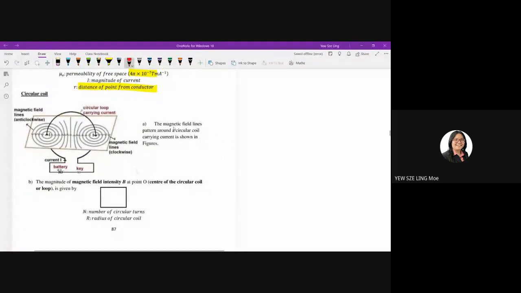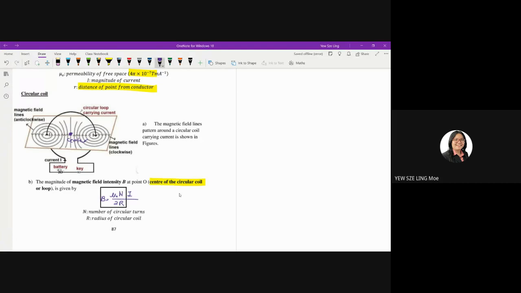So circular coil: the magnetic field lines pattern around a circular coil is as shown in the figures. The equation that we use calculates the magnetic field at the center of the coil. So it is here, this is the center. You're calculating the magnetic field at this position only. So B equals mu naught capital N I over 2R. This R represents the radius of the circular coil. Capital letter N represents the number of circular coils that you have.